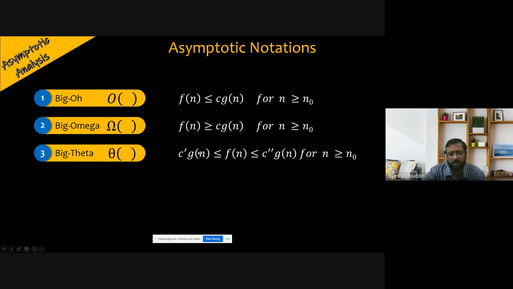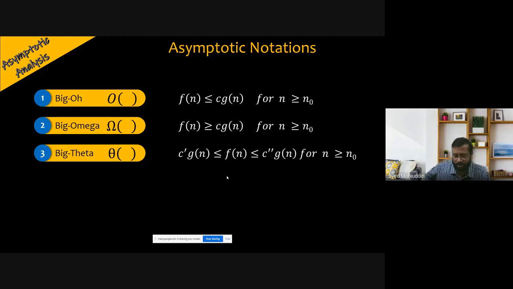And here we have C, but in theta we say C1 and C2, or C dash and C double dash: f of n is less than C2 g of n. So these C1, C2 are two different constants. Even here C is a constant, and f of n is a function. It can be 2n square plus 2n plus 3, or 3n plus 3, or 2n plus 3, any function in terms of n. We will talk about the g of n function. So these are the mathematical notations, the formal definitions of big O, big omega, and big theta.